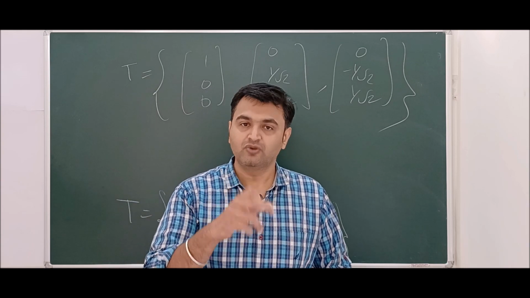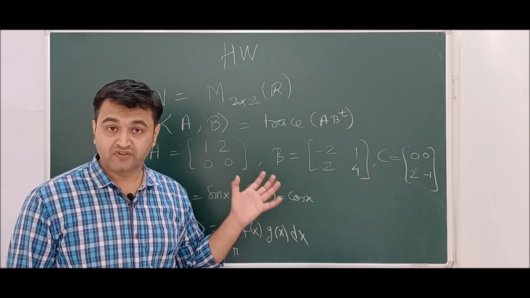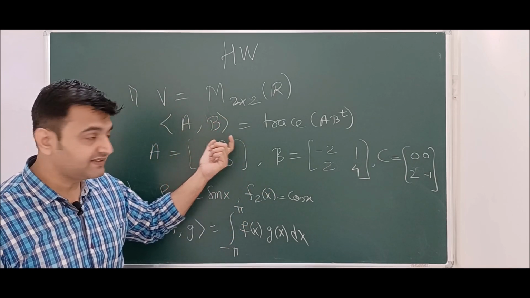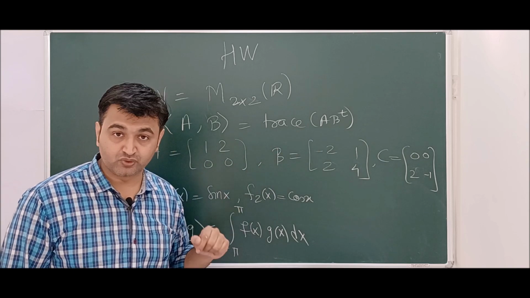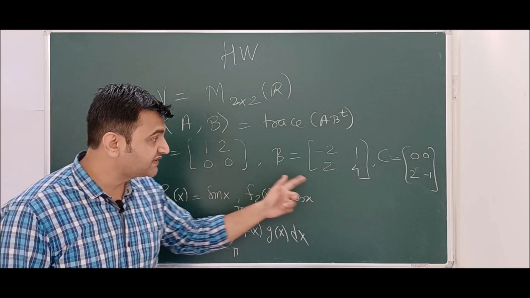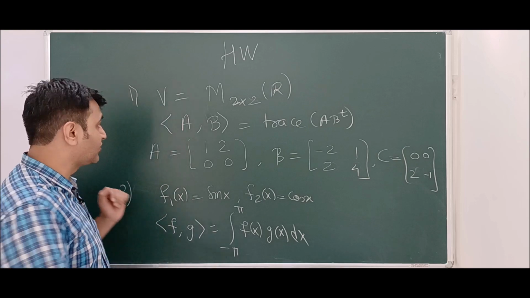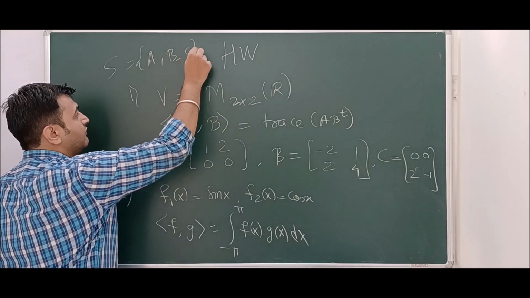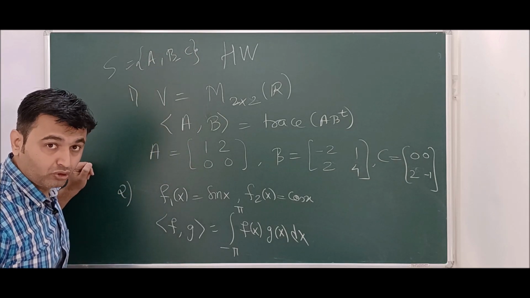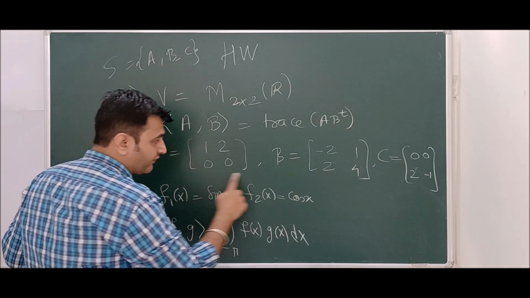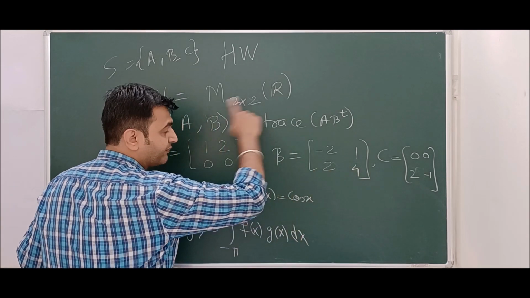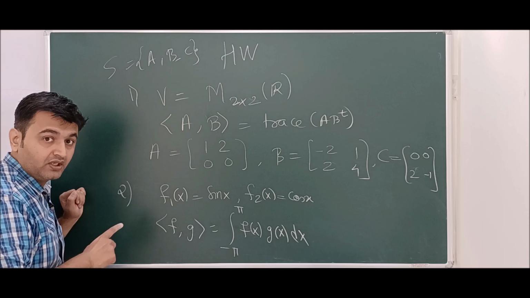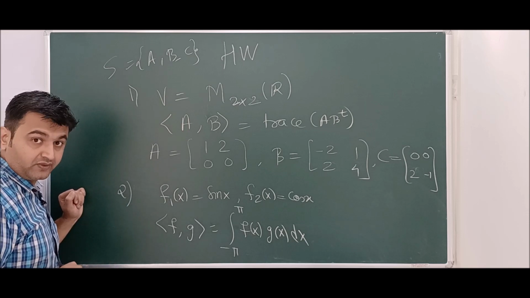Okay, now let me give you some homework problems. So here is the first example. Set of all 2 cross 2 matrices. Inner product between two matrices I am defining as trace of A B transpose. Now we have to check whether A, B, C are orthogonal vectors or not. So my S is A, B, C. I want to see whether this set is orthogonal or not. So what you do, you find inner product of A B, inner product of B C and inner product of A C. If they come out to be 0, great, they are orthogonal. So tell me whether they are orthogonal or not.